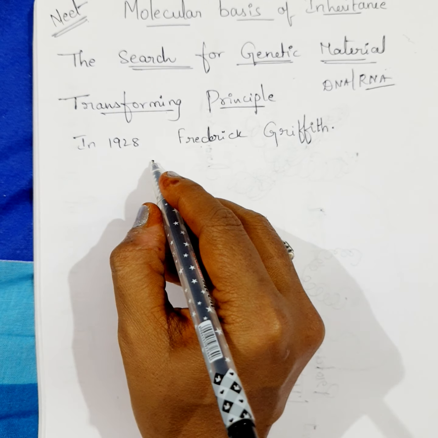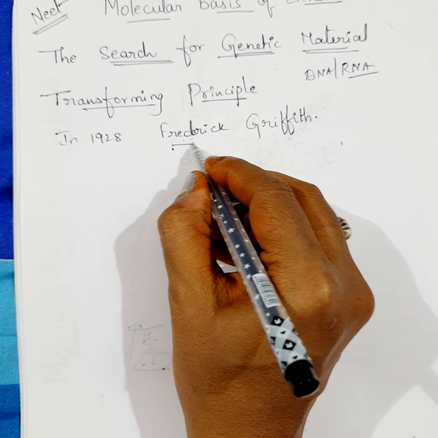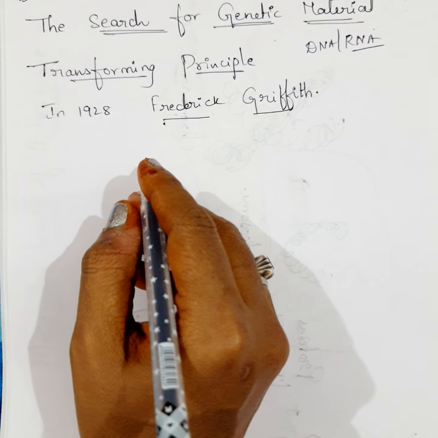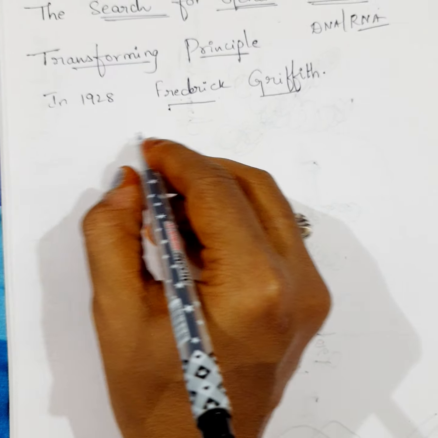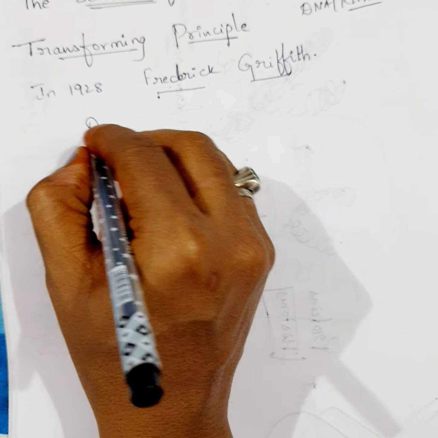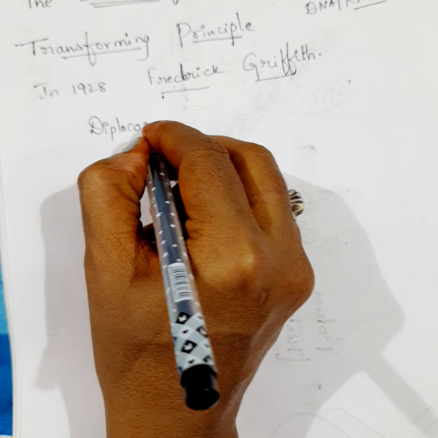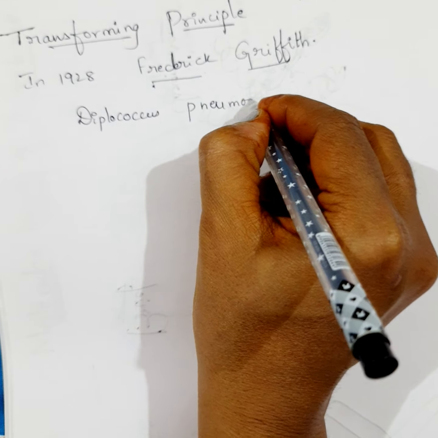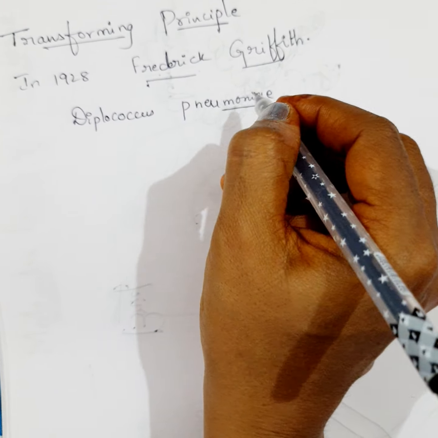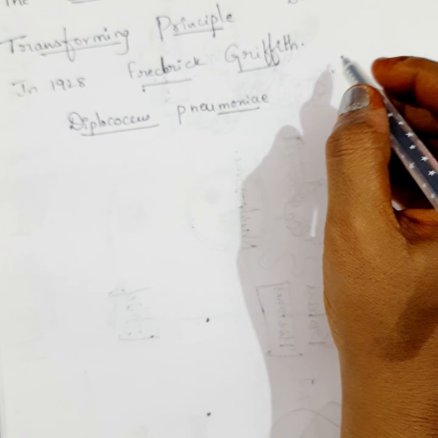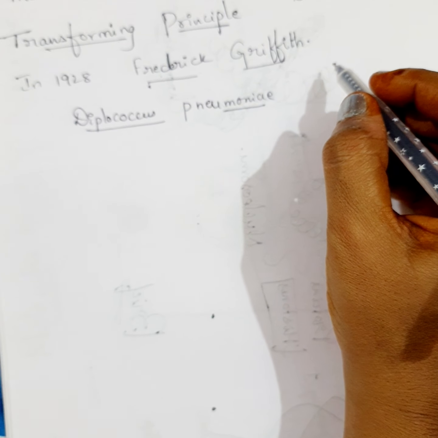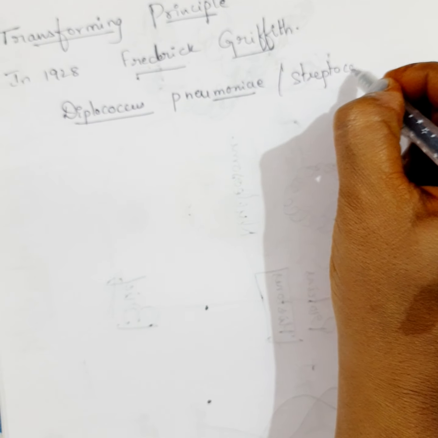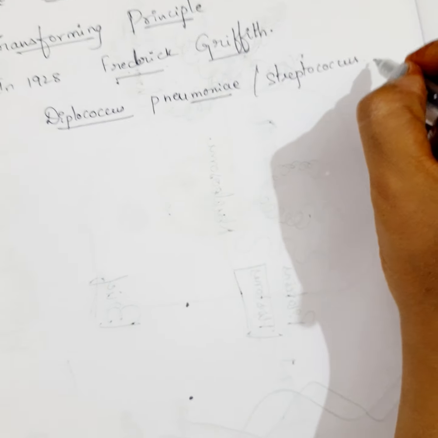In the year 1928, the scientist Frederick Griffith performed an experiment. He was performing an experiment on a bacterium called Diplococcus pneumoniae. We can also call it pneumococcus, or Streptococcus pneumoniae.